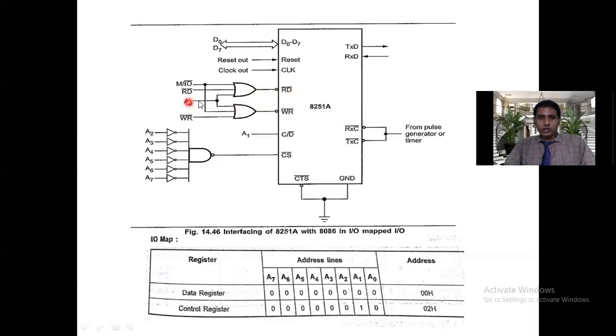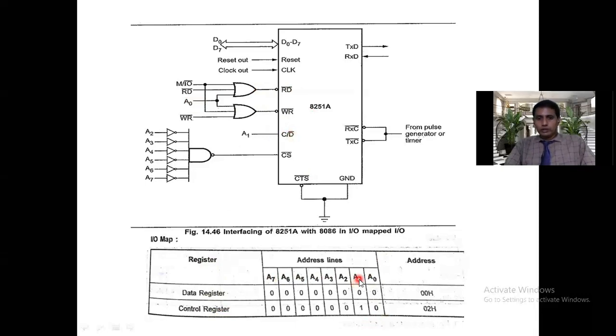Here, we are freezing A0 with value 0. A0 is frozen to 0 value. If you take 8 address lines A0 to A7, we have two registers mainly present: data register and control register. So whenever C by D bar is 1, we are selecting the control register. Whenever C by D bar is 0, we are selecting the data register. Like that, according to the C by D bar selection, we have control and data.